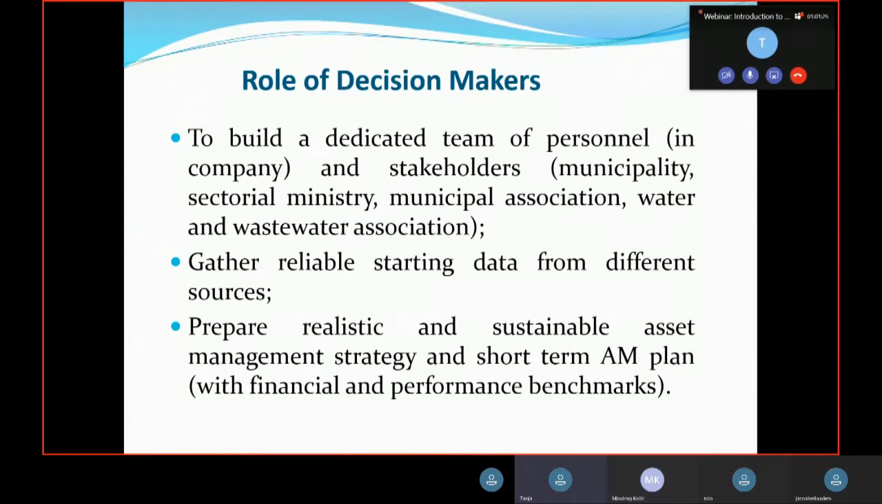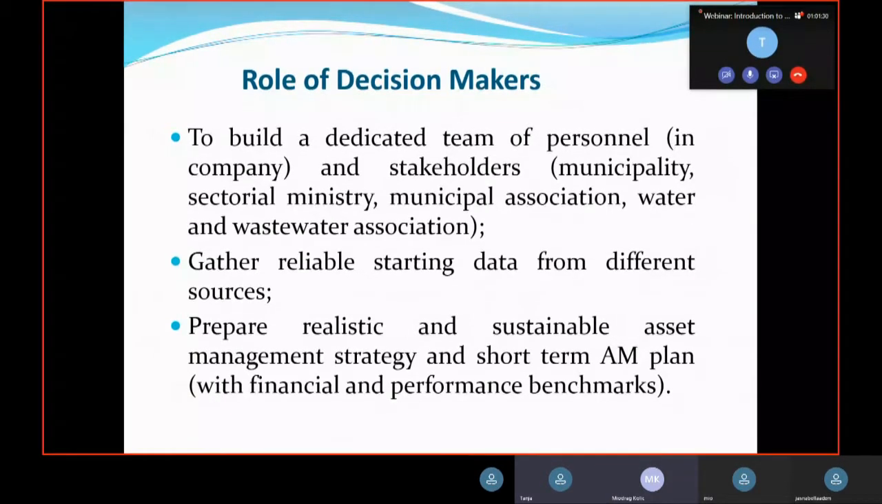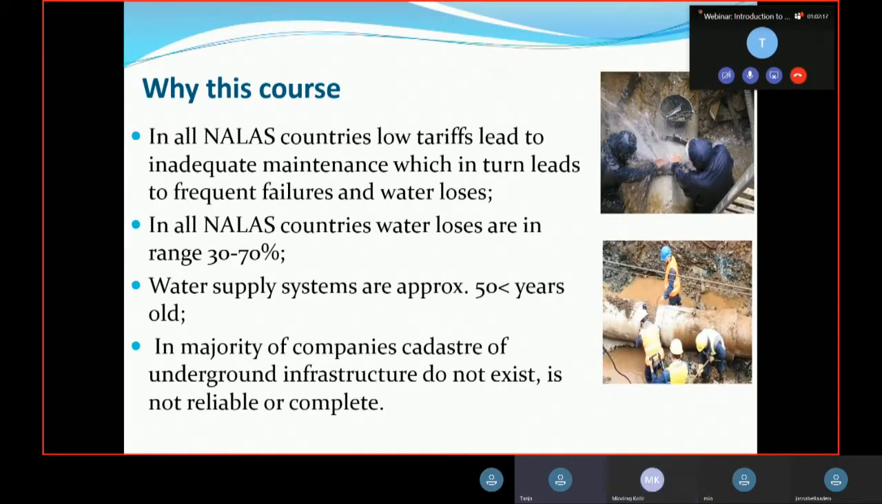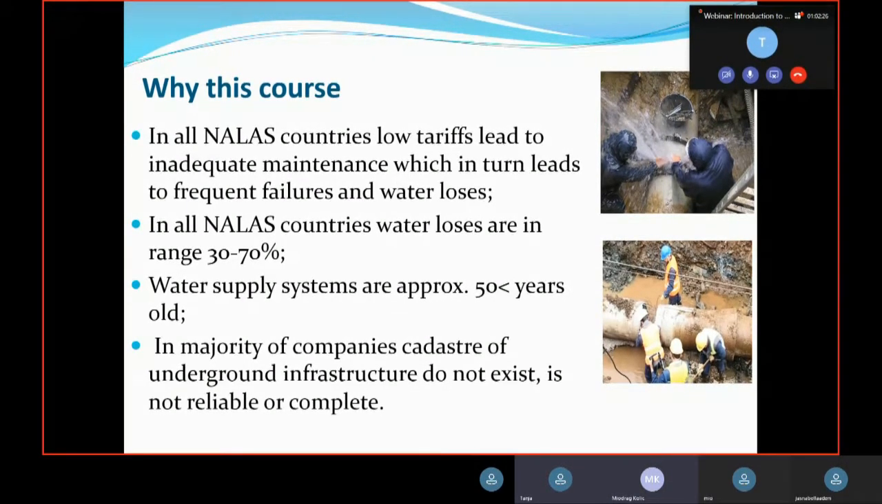I have to highlight here that the role of decision makers is decisive in the implementation of a sound asset management plan. The management should build a dedicated team of personnel in the company and stakeholders outside of the company, gather reliable starting data from different sources, and also prepare a realistic and sustainable asset management strategy and a short-term asset management plan. Implementing an adequate and feasible asset management plan will help the water utility to address high priority asset needs, which is critical to utility performance, to identify the costs of operating the utility and to plan the future capital spending. Why this course?